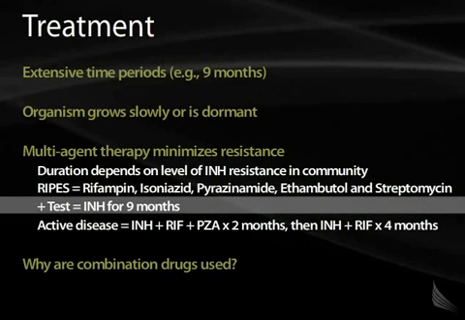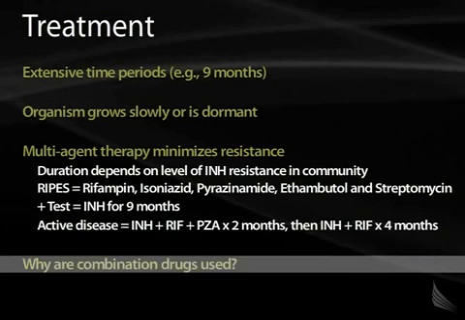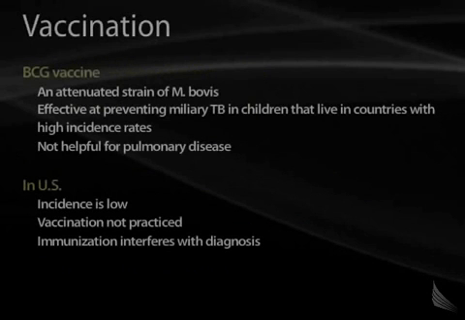If you have a positive test, you're going to get isoniazid for at least 9 months. And if you have active disease, you need isoniazid plus rifampin plus pyrazinamide for 2 months. Then you get isoniazid and rifampin for 4 months. We use combination drugs to limit the amount of multi-drug resistant Mycobacterium tuberculosis there is. If we have multiply resistant Mycobacterium tuberculosis, we have something that doesn't grow very quickly and is hard to treat in the first place, and now it's going to grow rampantly because it's resistant to all our drugs.